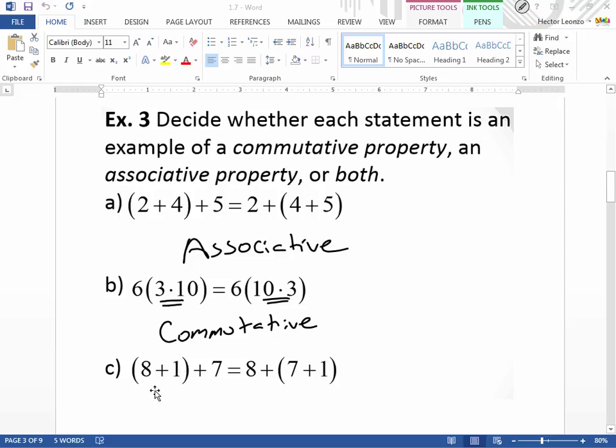Now here, first let me see if the order of my numbers switches. 8, 1, 7, 8, 7, 1. So okay, the order switched. So there's commutative, because the numbers did move. And then I look at my groups. Here I have 8 plus 1. Here I have a different group. So it's also associative. So I'm going to call this both.